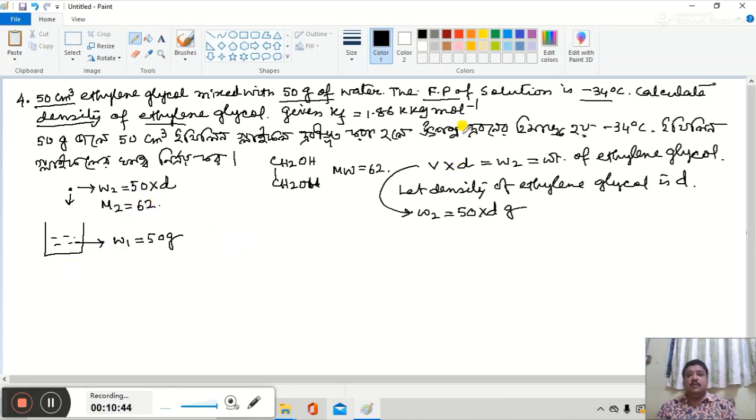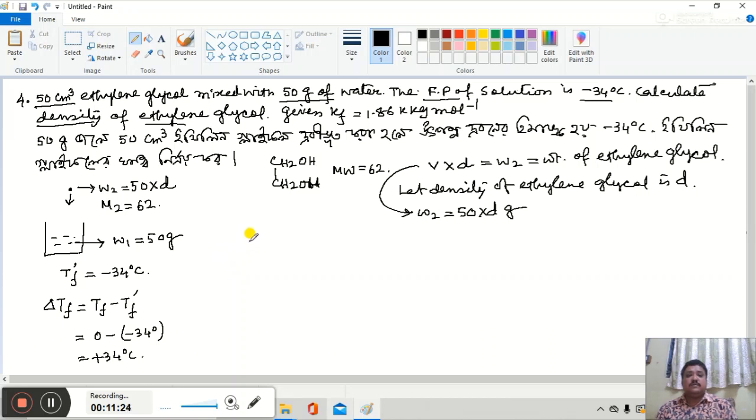Now the freezing point of solution, that means T dash F, is equal to minus 34 degrees centigrade. So delta TF means TF minus T dash F. TF, that is the freezing point of water, 0 minus of minus 34 degrees centigrade. That means plus 34 degrees centigrade.